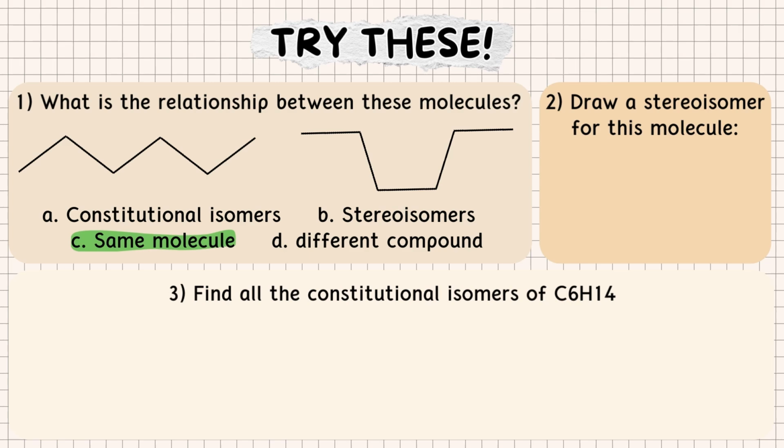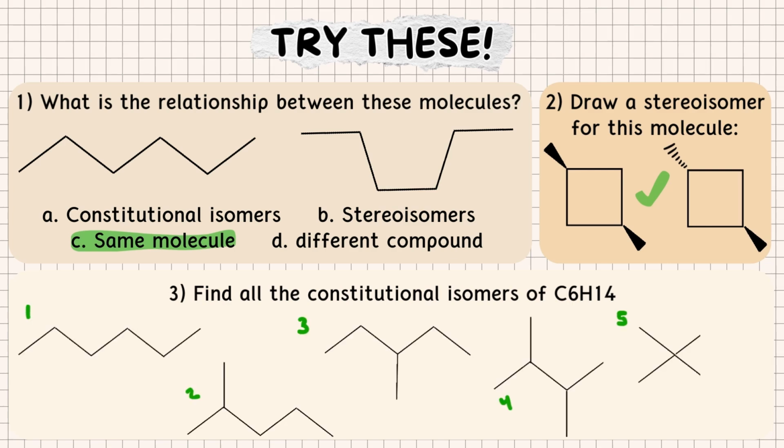For the second one, here is a stereoisomer. It is as simple as drawing a trans form instead of the original cis one. As long as you didn't make those methyl groups or carbon groups connected in a different order, this is the perfect solution. Finally, here are all the constitutional isomers of C6H14.